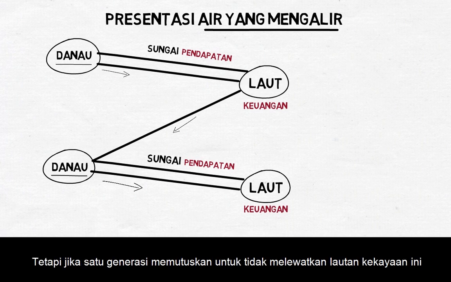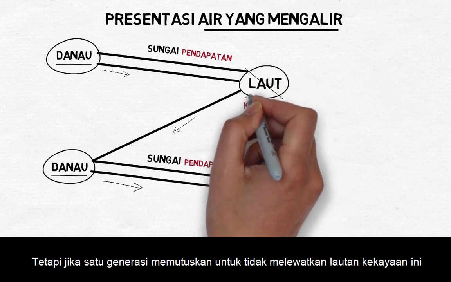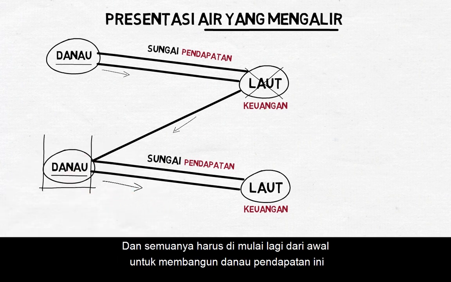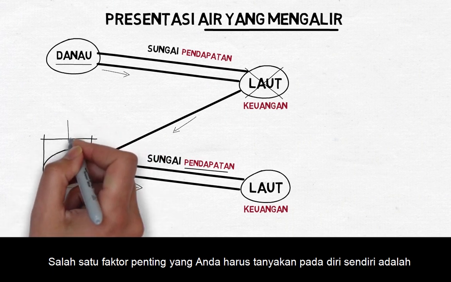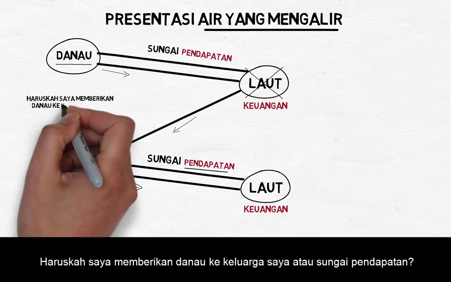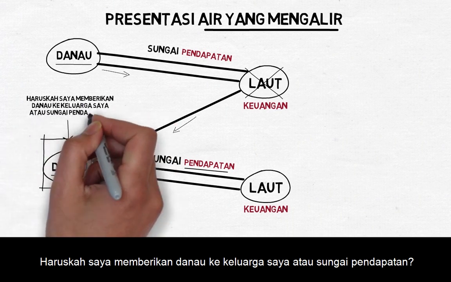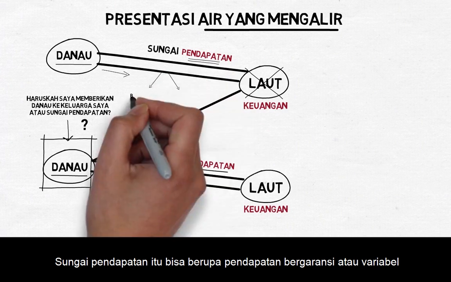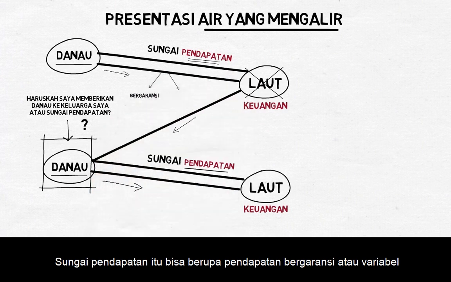However, if one generation decides to not pass on this ocean of wealth, there is no lake that the family has, and everything has to restart to build this river of income. So one of the key factors is, should I give a lake to my family or should I leave them a river of income? The river of income can either be guaranteed or variable.